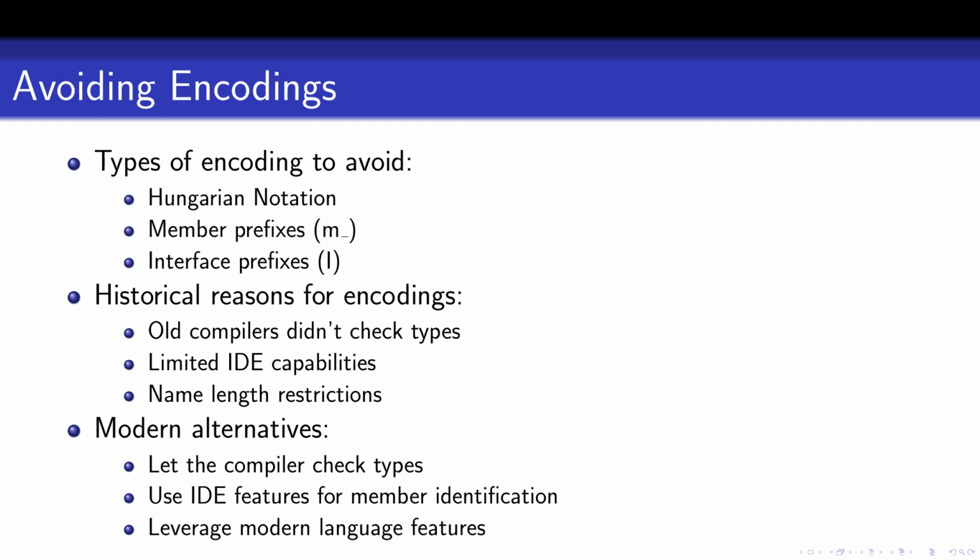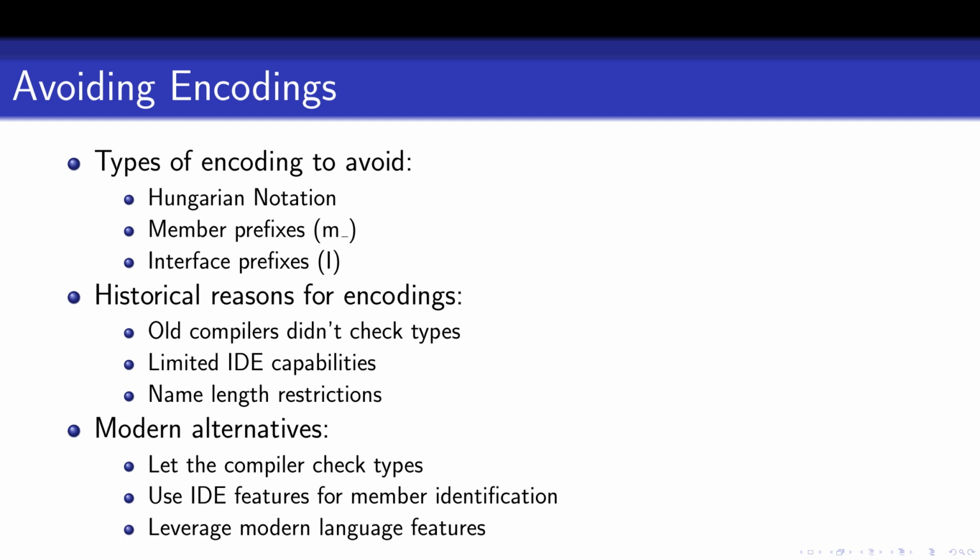Encodings are a relic we should leave behind. Hungarian notation, like sz name for strings, or prefixes like m for members, were hacks for weaker compilers and IDEs that couldn't track types. Same with sticking I on interfaces. Back in the day, with limited tools and name length restrictions, this made sense. Today, modern languages and IDEs handle types for us, so encodings just clutter things up and make refactoring a chore.